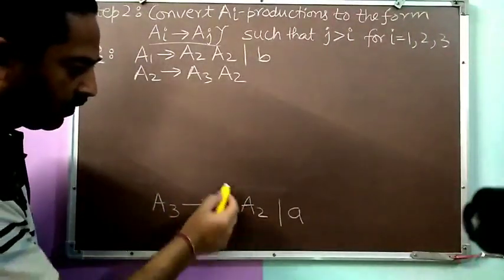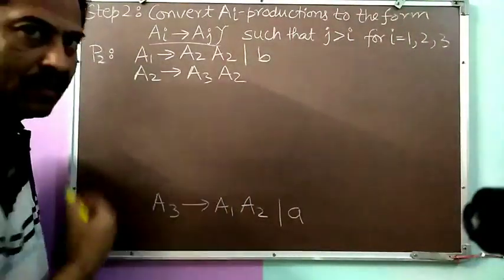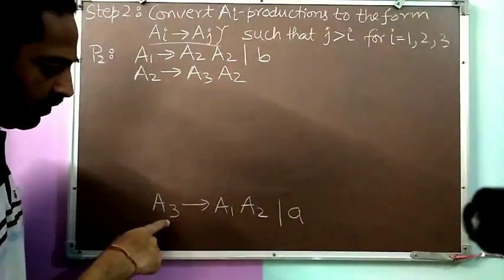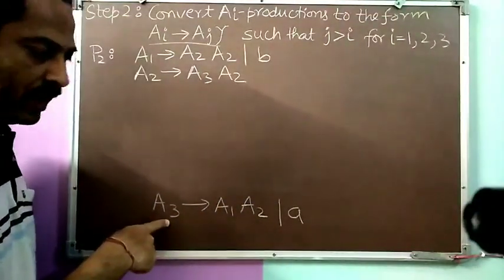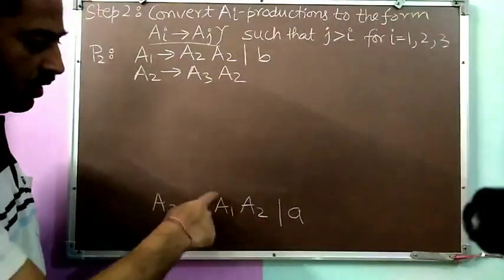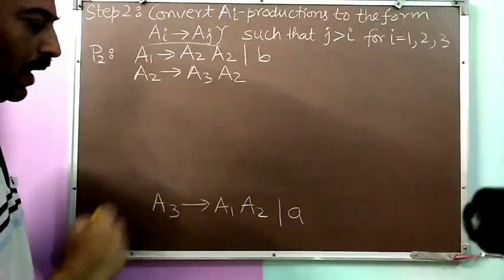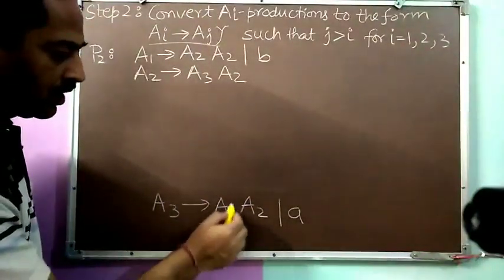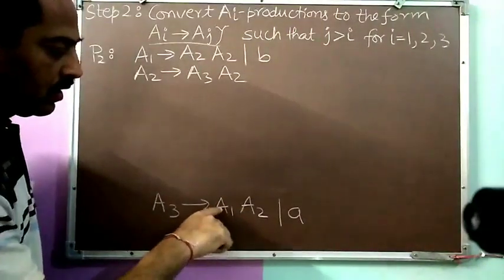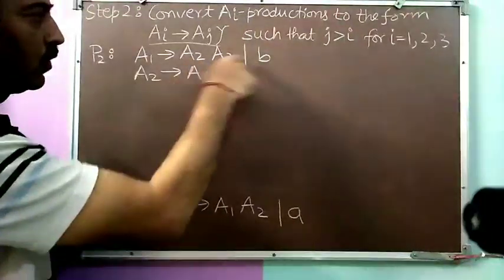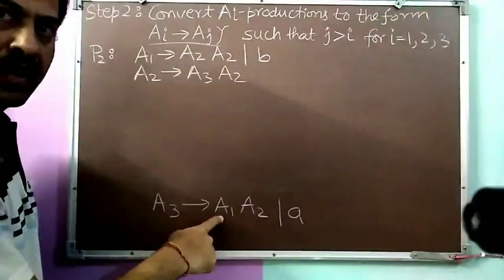So what we want to do is remove this variable A1. Because this variable A1 is not the same variable as the variable present on the left hand side, we will apply lemma 1 to remove this variable A1 from here. In lemma 1, what will we do? We will replace, at the place of A1, all the productions of A1. A1 has two productions, A2, A2 and B. So we'll use these two productions in place of A1 here.